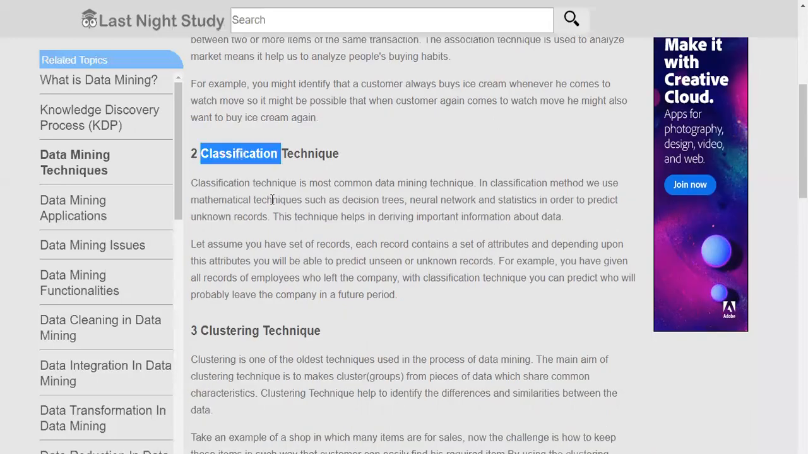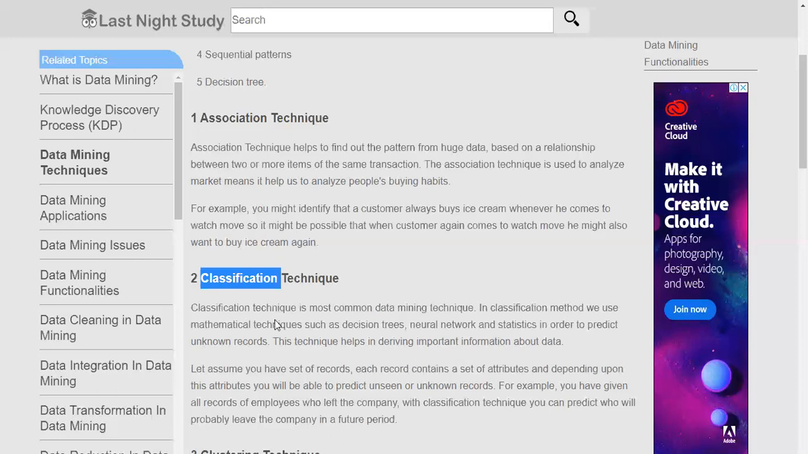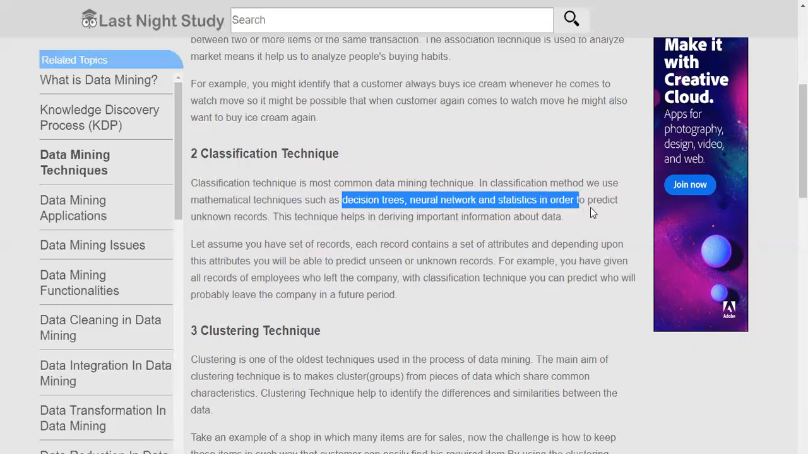Next is the classification technique. In data mining techniques, the next technique is classification. It's a very popular technique. As the name suggests, what do we mean by classification? We use mathematical techniques, such as, in computer engineering subjects, data structures like decision trees. In machine learning, you have neural networks, and statistics, in order to predict unknown records. The algorithms used for classification are decision trees, neural networks, and many more related algorithms. But basically, what is classification?